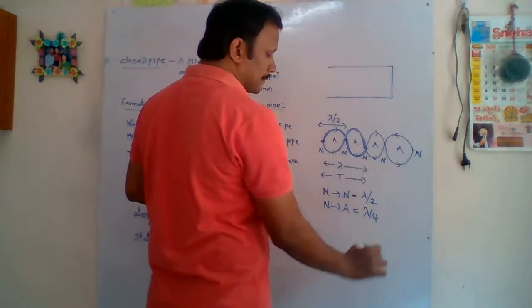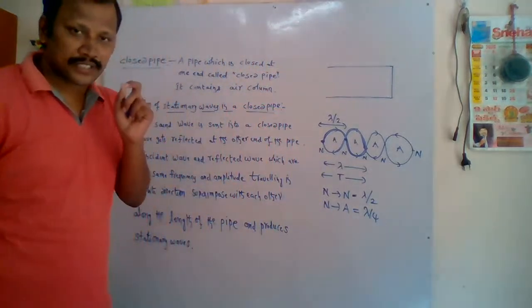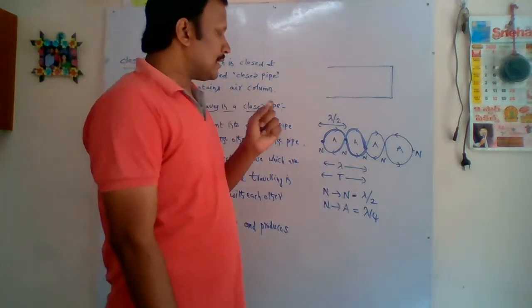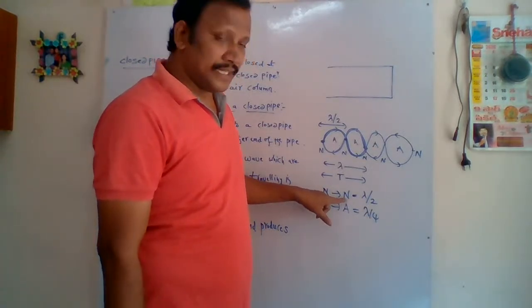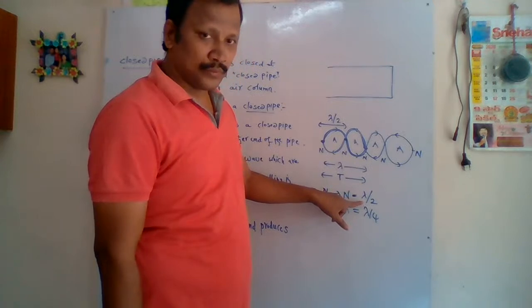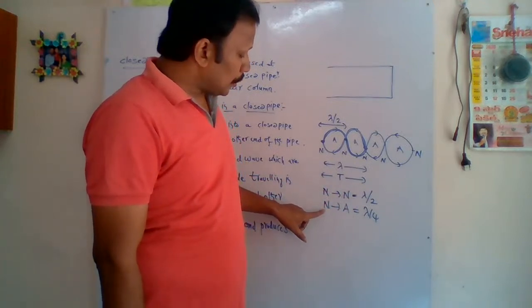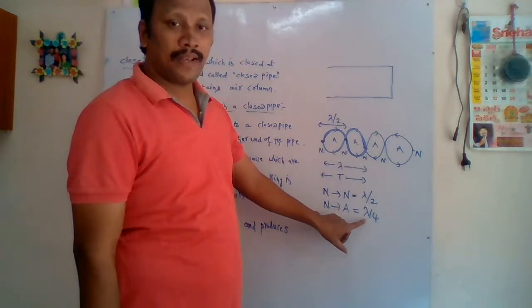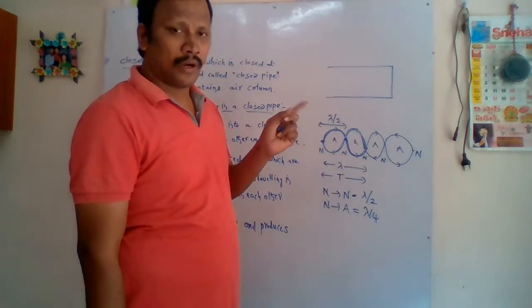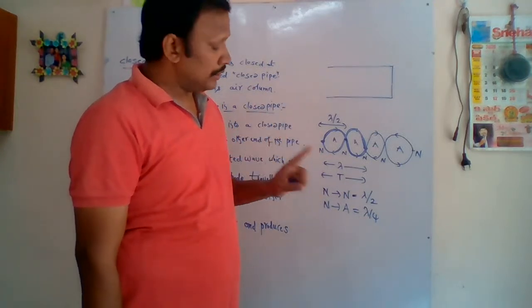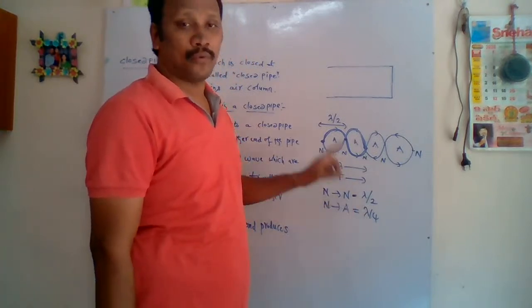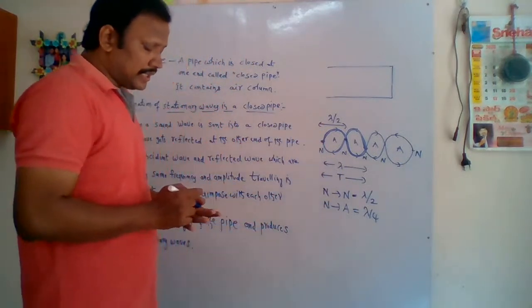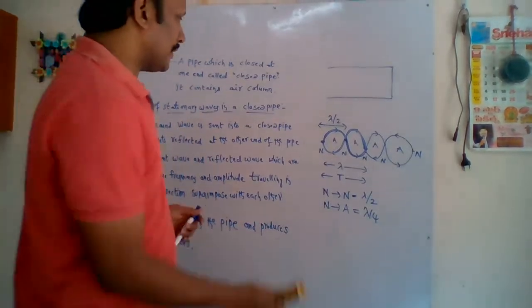Remember these two points. In case of a stationary wave, the distance between node and succeeding node is lambda by 2. The distance between node and antinode is lambda by 4. Node to node or antinode to antinode, lambda by 2. But node to antinode or antinode to node distance is lambda by 4. Remember this. Okay? We'll use this concept next.